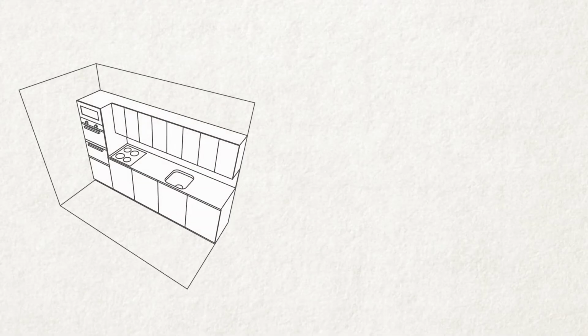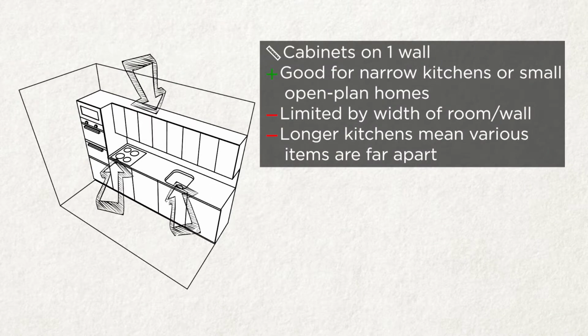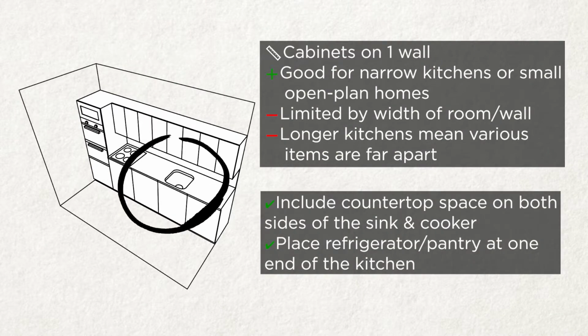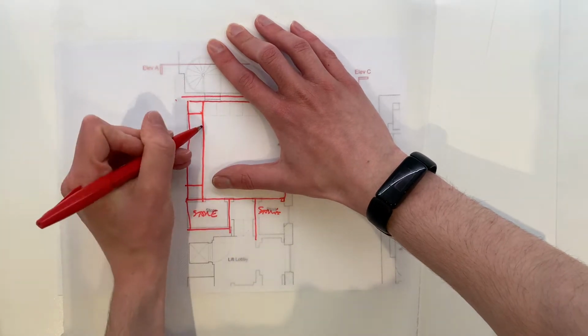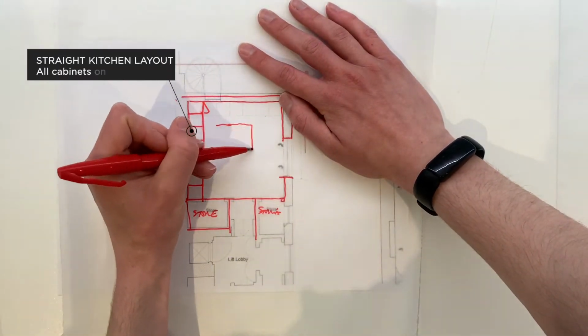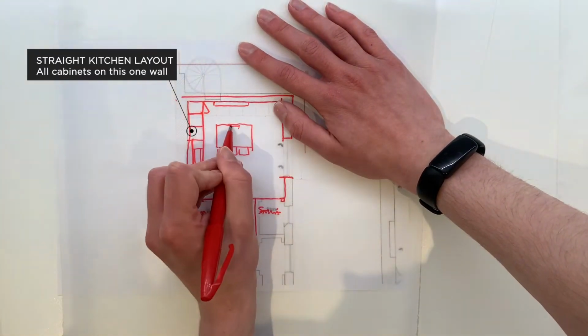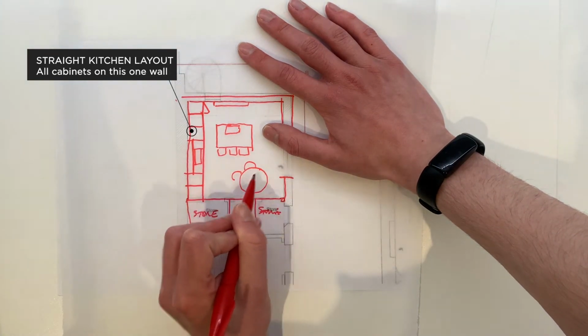Everything is along one wall, all the cabinets, the appliances, and the sink. With this layout, be sure to have countertop space both sides of the sink and the cooking area, and place the food storage at one end of the cabinets, for example the pantry or the refrigerator. In a larger space, an island can also complement the straight kitchen layout.